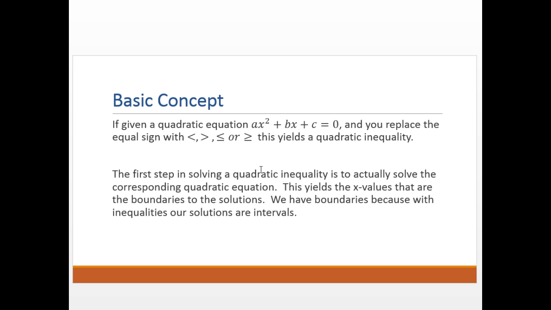Now, the first step in solving any quadratic inequality is to actually solve the quadratic equation. Even though these are less than or greater than, we're actually going to solve the equal to part first, because this yields the boundaries to the solutions. And the reason we have boundaries is because in inequalities, our solutions are actually intervals.